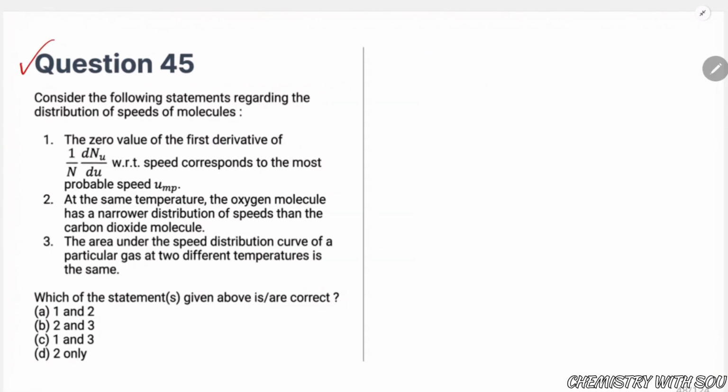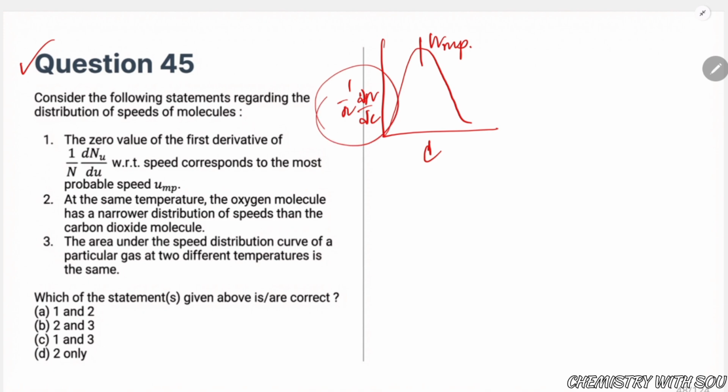In question number 45, consider the following statements regarding the distribution of the speeds of molecules. The zero value of the first derivative with respect to speed corresponds to the most probable velocity. That is true, because if we draw a plot, this is 1/N dN/dc, this is c, and this is the most probable velocity, ump. If we take the first derivative of this, then we will get the most probable velocity. So this is true, and this value becomes 0 at this maximum.